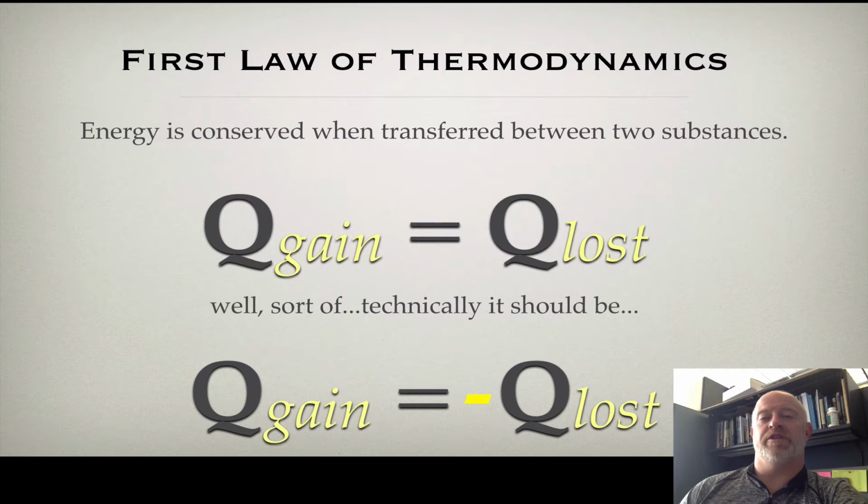So when we're dealing with the first law of thermodynamics, we're focusing on this physical process of energy transfer. And in energy transfer, we must be able to conserve that energy. So equation-wise, what that tells us is that any energy that one thing gains has to be equal to the energy that is lost by something else.